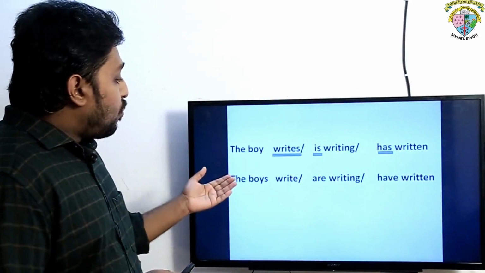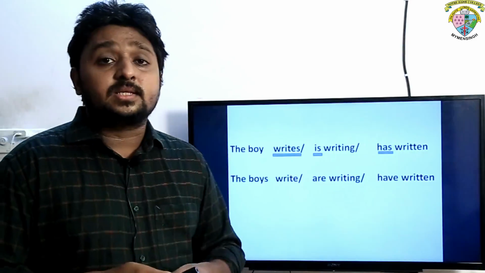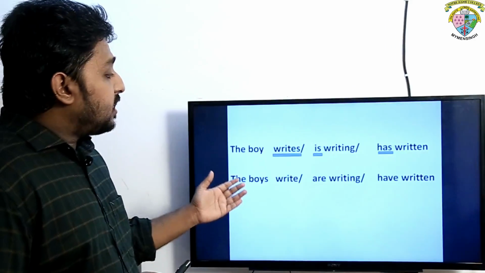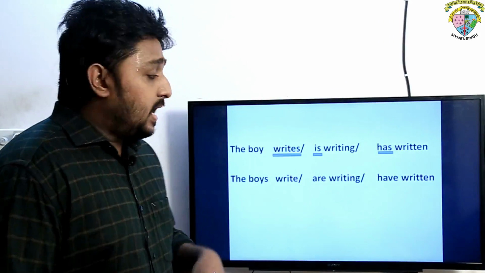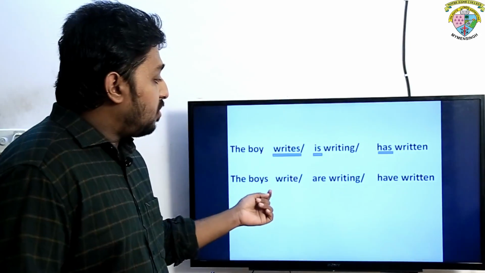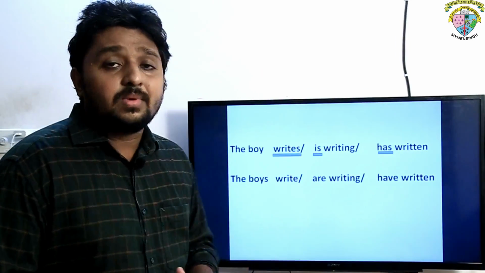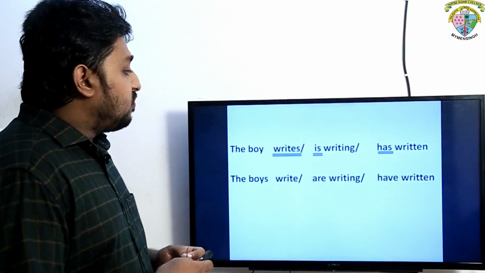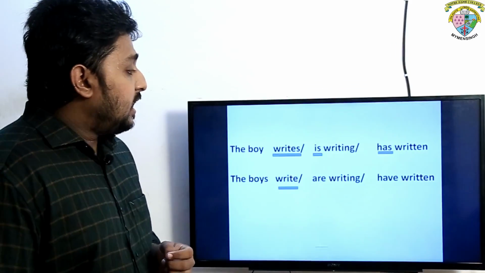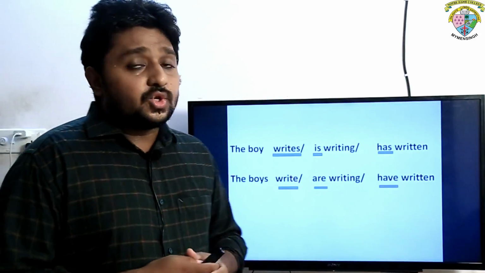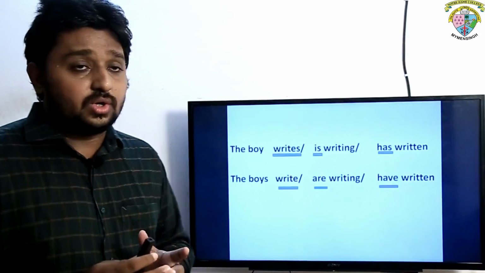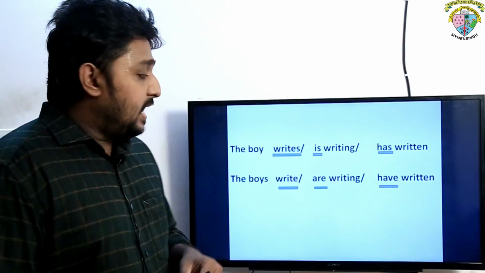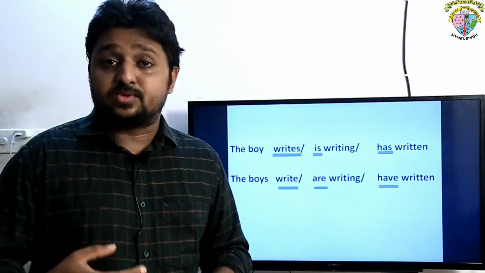In the next line, we can see the boys. That means more than one, and it acts as a plural subject. As it's a plural subject, it should receive the plural verb: in present simple form write, in progressive form are writing, and in present perfect form have written. So the plural verbs in the line are write, are, and have. These are the basic things we have to know. Singular subject most of the time receives singular verb, and plural subject most of the time receives plural verb.